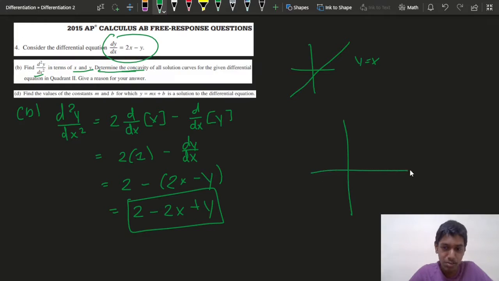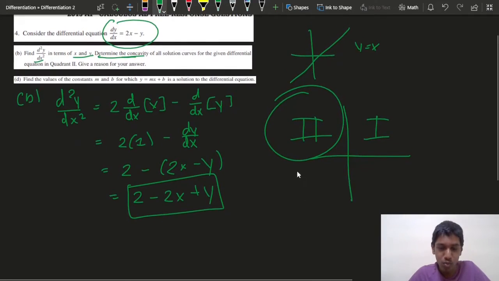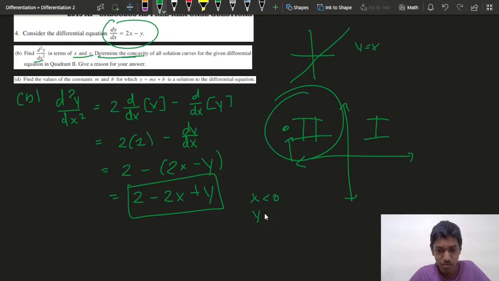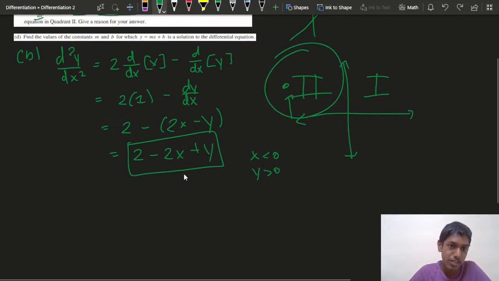So first we've got to employ our previous math knowledge. Where's quadrant 2? That's right there. What do we notice about coordinates inside quadrant 2? Typically the x-coordinate is negative, so I'm going to write x is less than 0, and also the y-coordinate is positive, so I'm going to write y is greater than 0. Okay, so we know these two things, and we're trying to figure out the concavity.